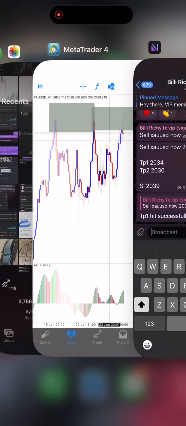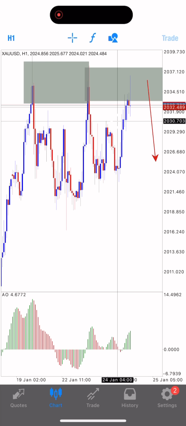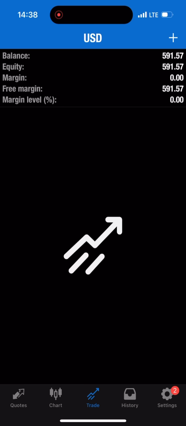So guys, I've updated them because our take profit one is hit already. So we're just waiting for take profit two now. Our rule when TP1 is hit, we said be to wait for TP2.